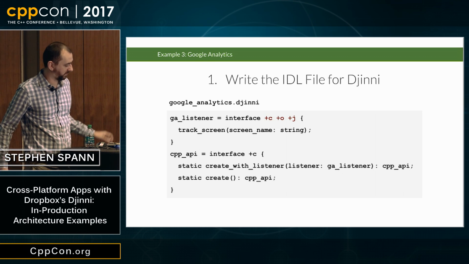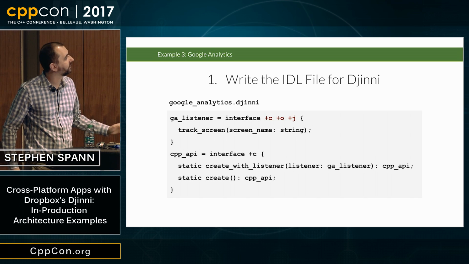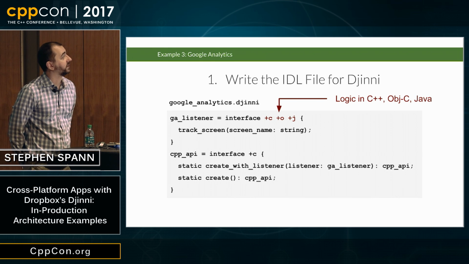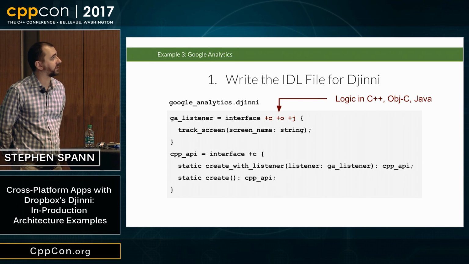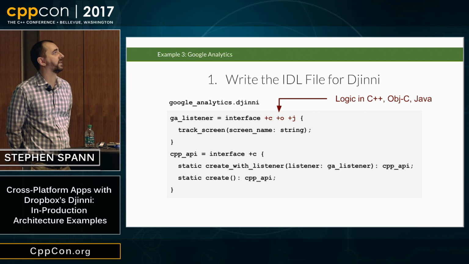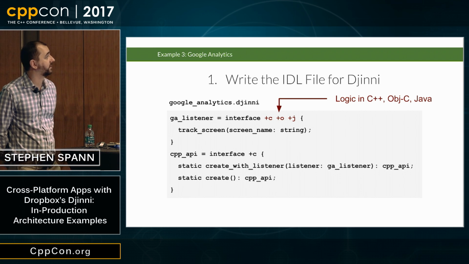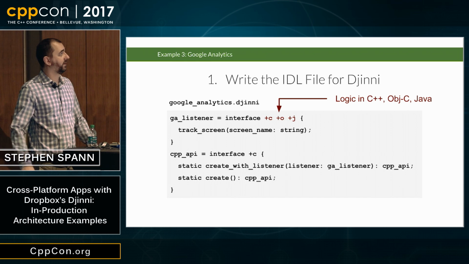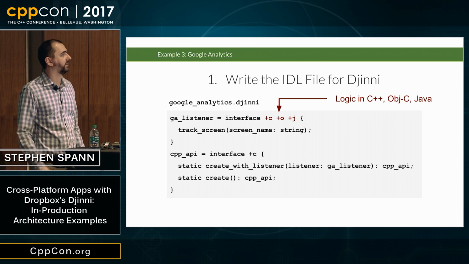One difference here. Okay, so the top part. Our listener now has all three objects. It's going to create a C++ interface, an Objective-C interface, and a Java interface. They're all going to conform to this interface, which has the overly simplified track screen. It takes a screen name.